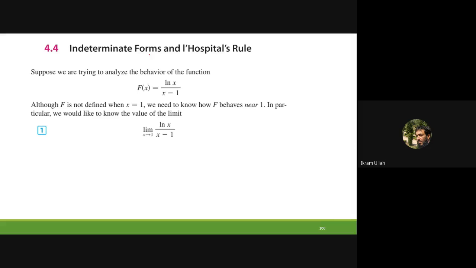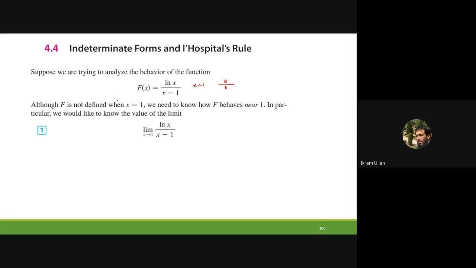Suppose we are trying to analyze the behavior of the function f(x) = ln(x) divided by (x - 1). We know that this function f is not defined at x = 1, because at x = 1, ln(1) is 0, and 1 - 1 is 0, so we get the 0 by 0 form.